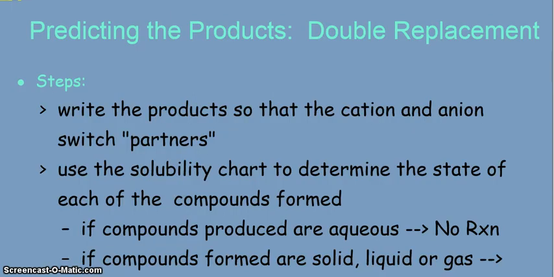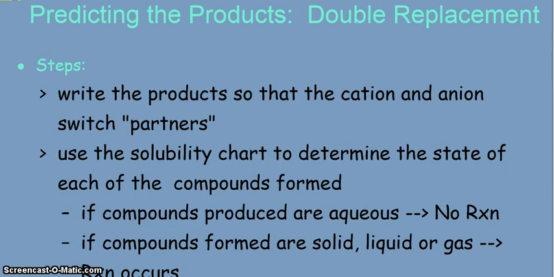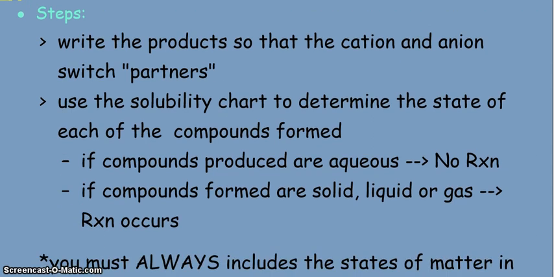Now, steps we need to follow. With predicting the products, it's a little hard to see it ahead of time. So the first thing that you want to do is actually write what the products would potentially be, making the switch so the cation and the anion have new partners. Once I know what the formulas of the products would be, then I use the solubility chart to determine what state the compounds formed would be in.